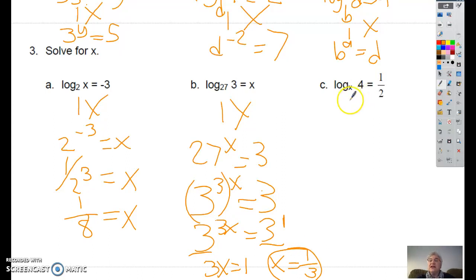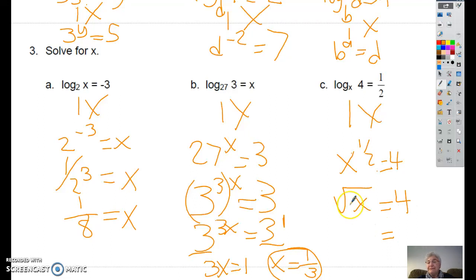Last one, Roman numeral 9: x raised to the 1/2 power equals 4. So x to the 1/2 is rational. You can convert it to exponential. So the square root of what equals 4? I can square both sides to get rid of the radical sign, because this is the square root and squares undo square roots. So x equals 16. Answer to 3C. Moving on.